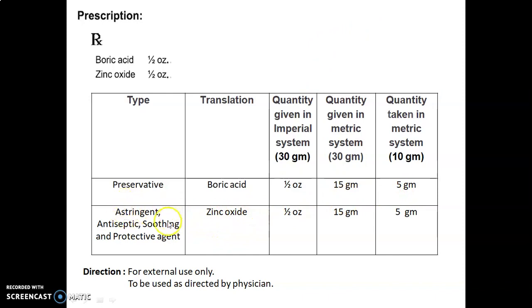Zinc oxide is used as an astringent, antiseptic, soothing and protective agent. Quantity given in the imperial system for preparing 30 gram is 1/2 ounce. As we know, 1 ounce is 30 grams, so 30 upon 2, that is 15. So quantity given in the metric system should be 15 gram. Quantity taken should be 5 gram. Again, this should be calculated with the help of the factor. Direction: for external use only, to be used as directed by the physician.